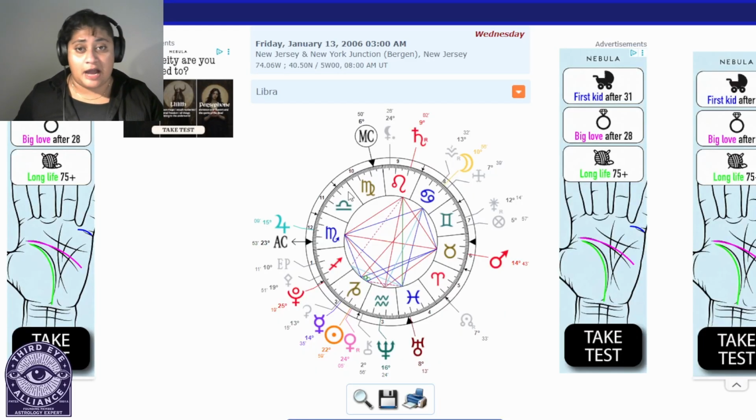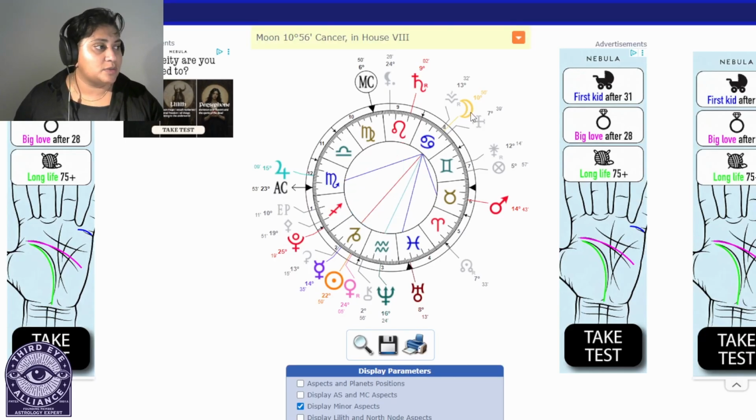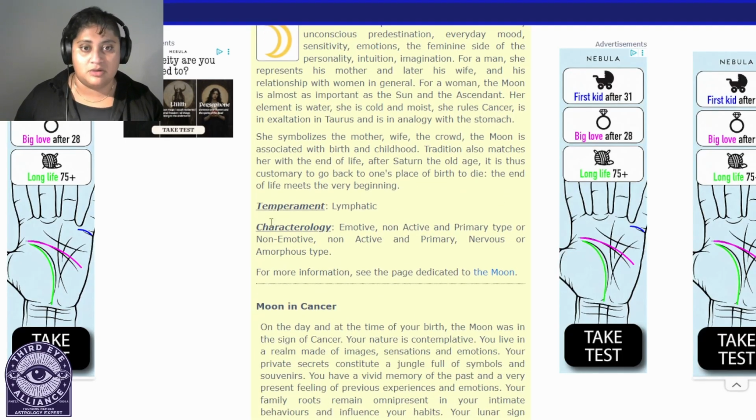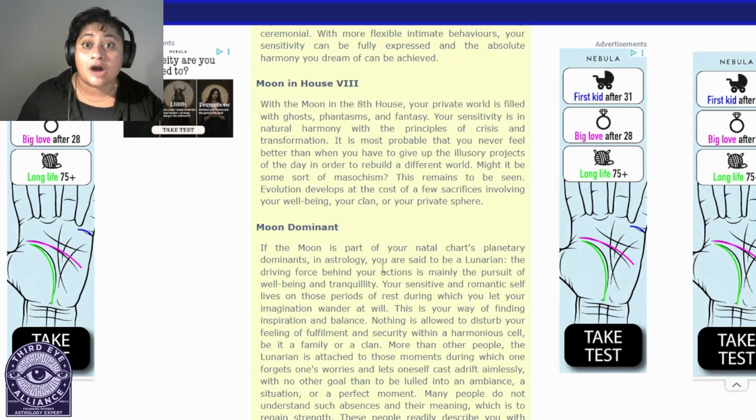I'm sorry, I was gonna teach y'all how to use Astrotheme, and I just dived right into Wednesday Addams' chart. This is crazy. Anyway, moving on. So we can do all this when we hover over a planet. It'll show the aspects. We can click on it. We can see the aspects. We can read about the moon, the temperament, characterology, moon in Cancer, moon in the house.